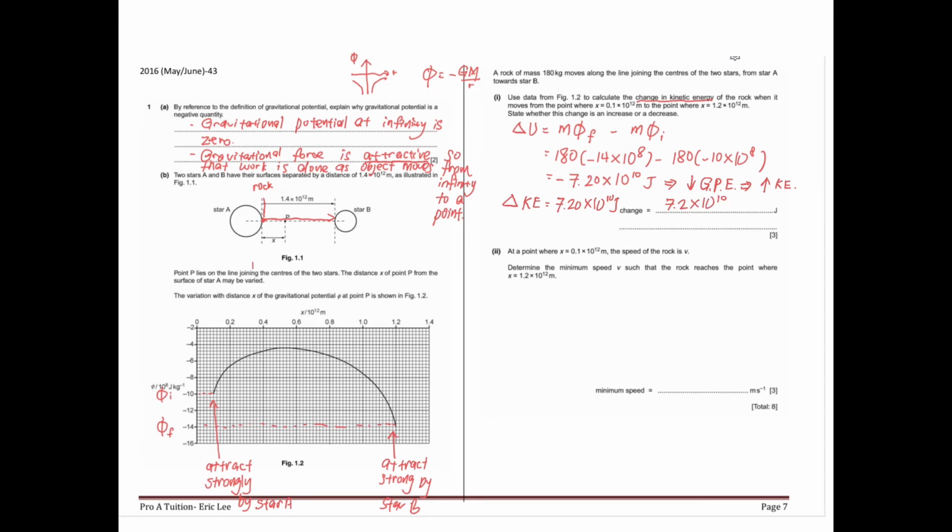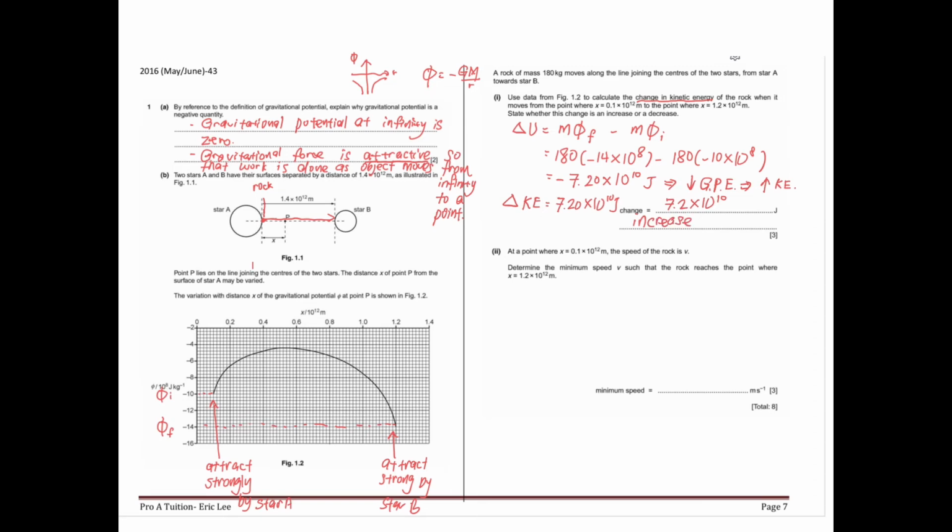Okay, and the other thing is they also ask, state whether this change is an increase or a decrease. So like what I explained, we have a decrease in gravitational potential energy, the energy is converted to kinetic energy. So there is an increase in kinetic energy now. So we have to answer increase. Okay, increase. So done for part 1.